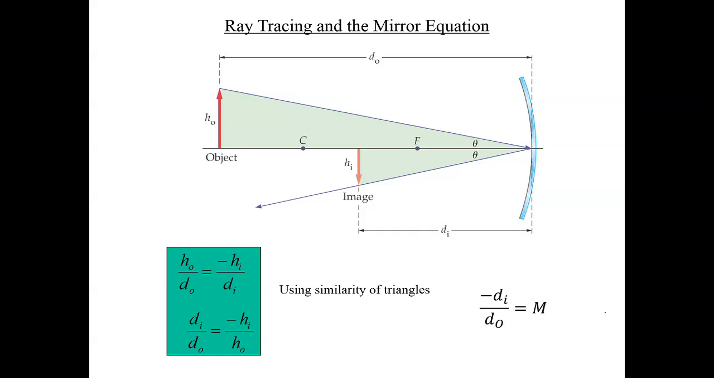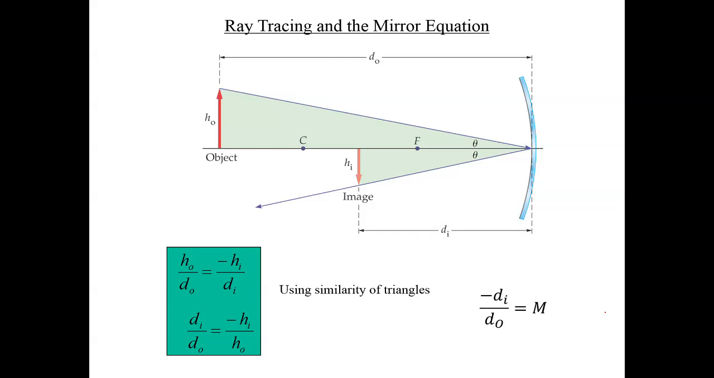So the distance of the object is always positive in mirrors, and the image distance is positive if it's on the same side of the mirror, and negative if the image is virtual and on the opposite side of the mirror. This also means that if the magnification is negative, then the image is inverted on the same side of the mirror as the object, and if it is upright, then it's virtual.